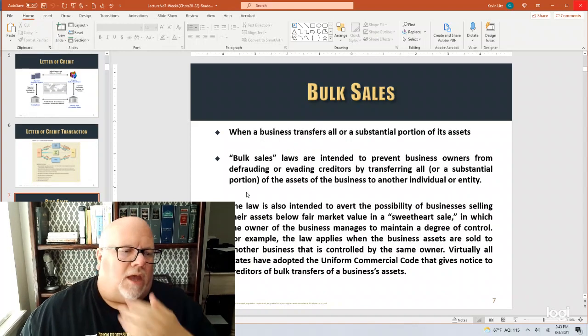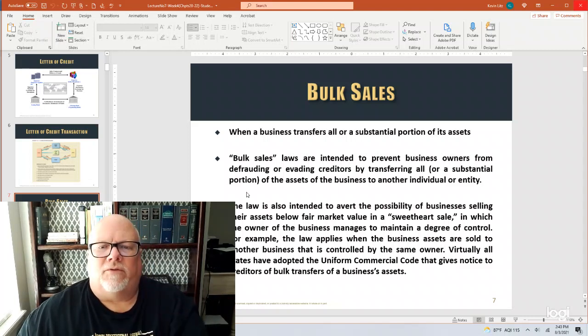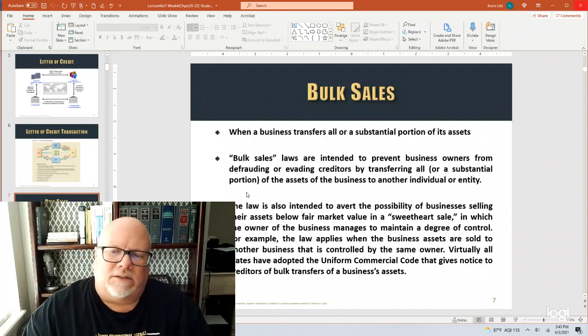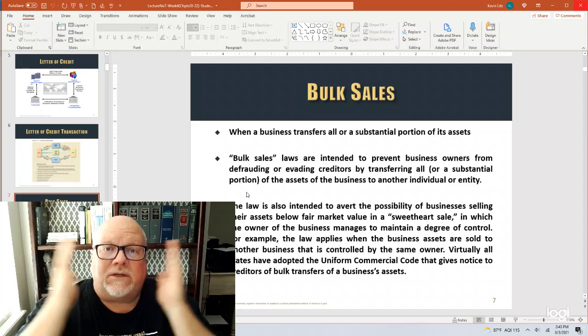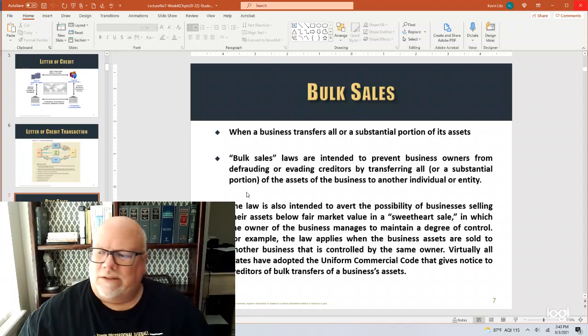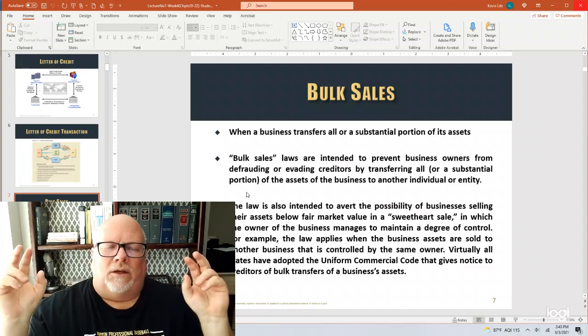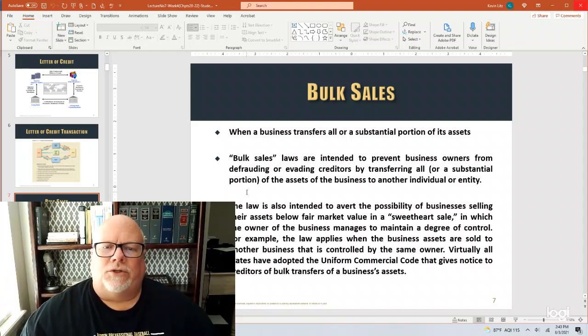Now, another thing covered by the Uniform Commercial Code is bulk sales. I just say this real quickly because you're very unlikely to ever have this, but let's say you're going out of business. Well, you may have a lot of creditors. You start your own business, you have a lot of creditors, and it doesn't go well, and you might have to go out of business.